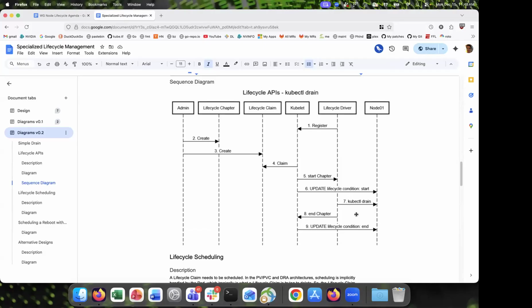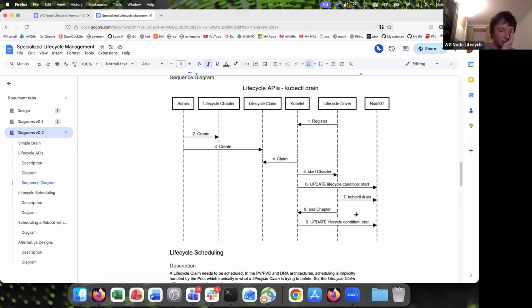Any questions about this? I'm happy to go to the alternative design if that's of a lot of interest to people as a comparison. Yeah, I guess maybe, but we can return to the kubelet question since we have the context.